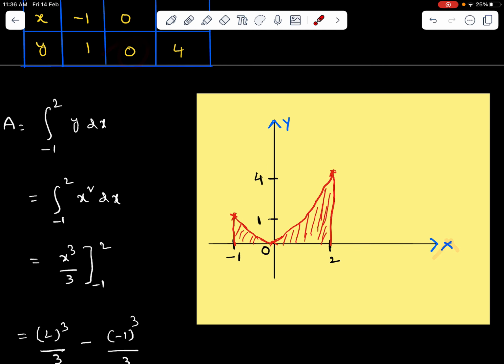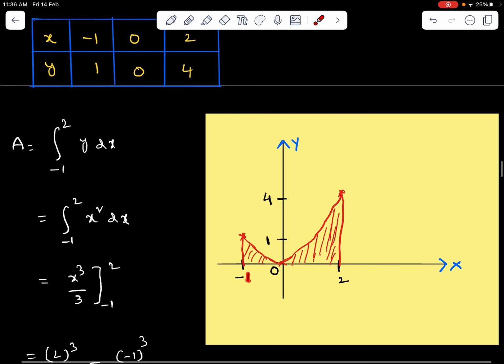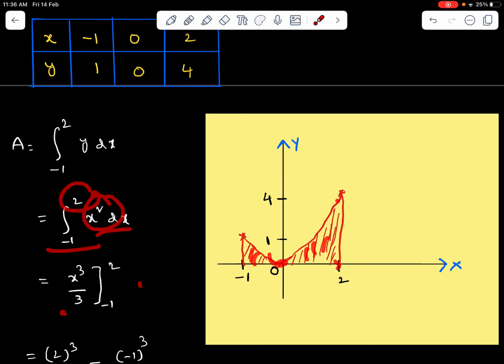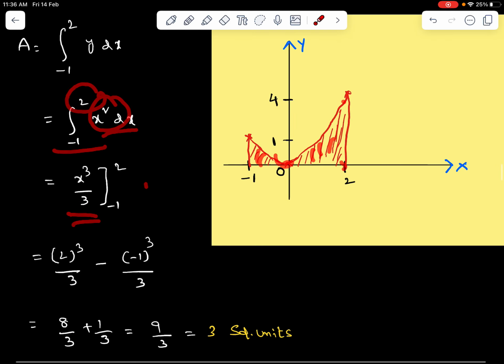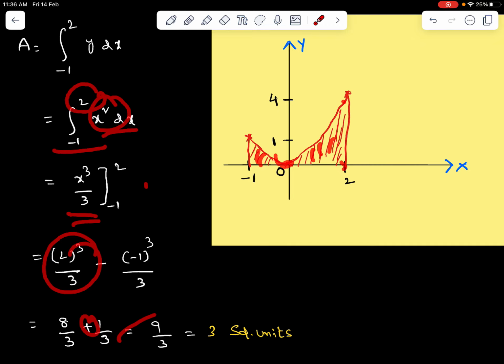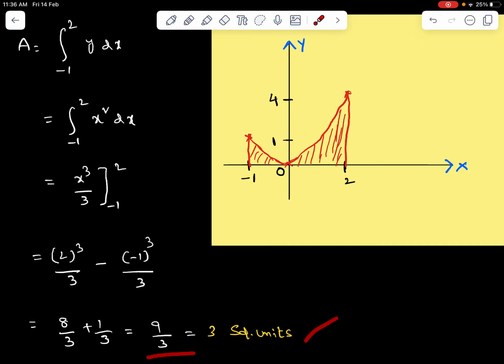X axis, y axis. The value of minus 1, 1. The value of 0, 1. The value of 0, 0. The value of 2, 4. Therefore, this is the area. From minus 1 to 2, x square. Integral x square is equal to x cube by 3. 2 cube by 3 plus 1 by 3. Therefore, the answer is 9 by 3, which is 3 square units.